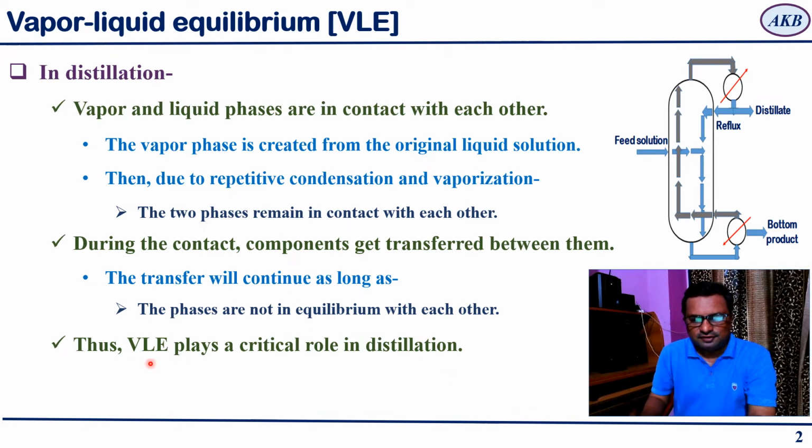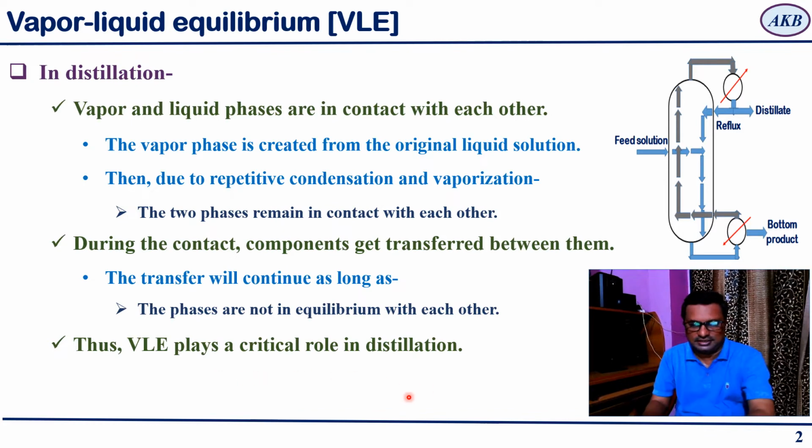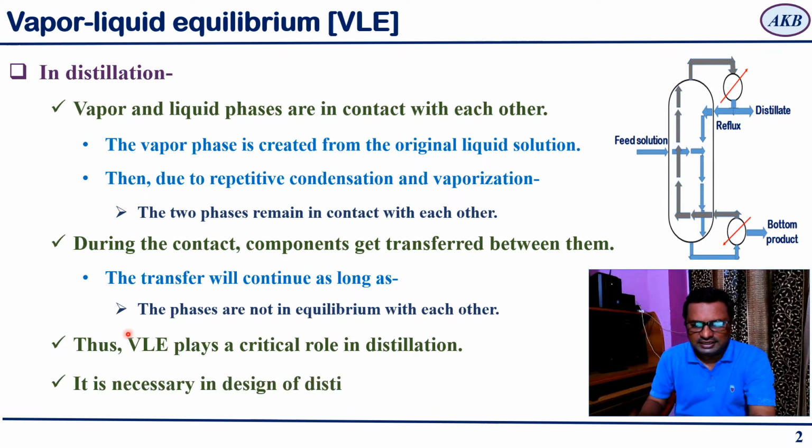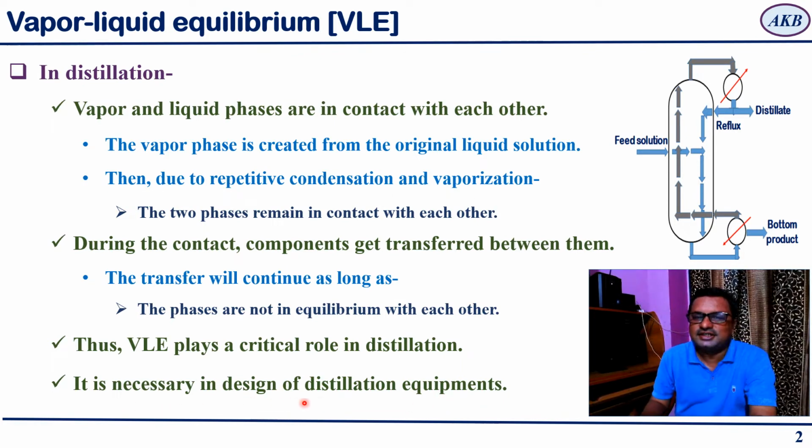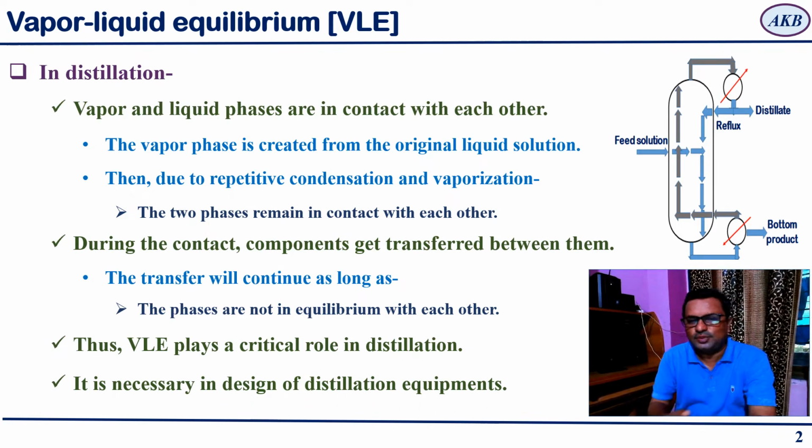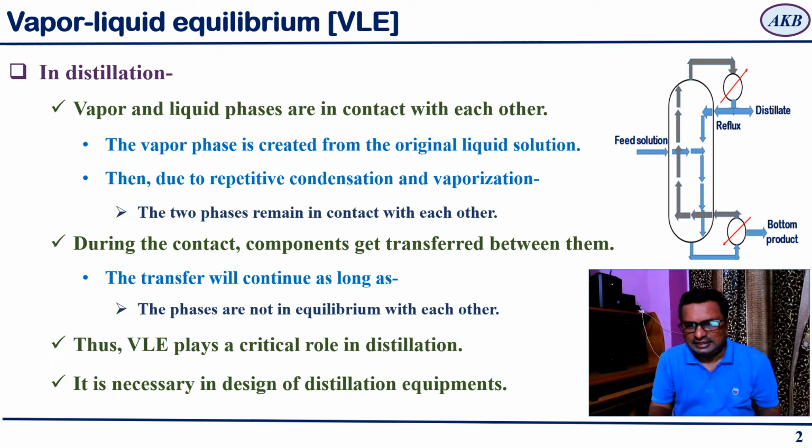So in short, VLE plays a critical role in distillation, and that is why we have this in our discussion. Knowledge about VLE helps us in the design of equipment for distillation. It is necessary in the design of equipment for distillation, and that is why we are understanding VLE in our discussion. So this tells us why vapor liquid equilibrium, that is VLE, is important in distillation. Let us move ahead.